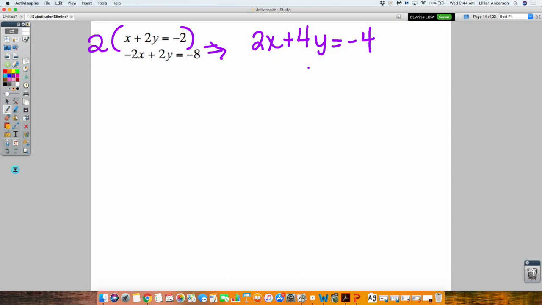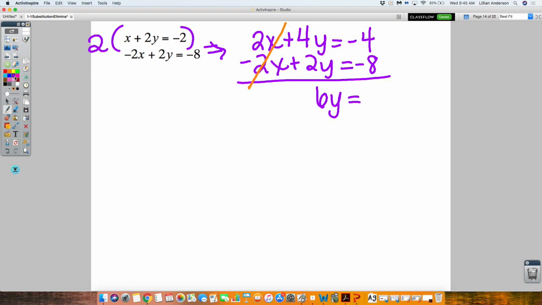Do I need to do anything to the second equation? No. Sometimes I will have to multiply both equations by something, but it's not for this case. Do my x's cancel out now? Yes. So when I get rid of them, I have 4y plus 2y. 6y. Negative 4 minus 8. Negative 12.